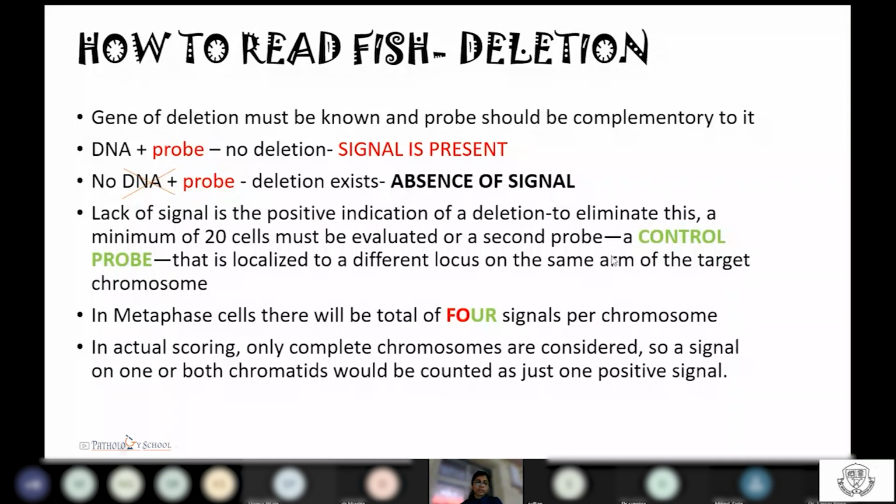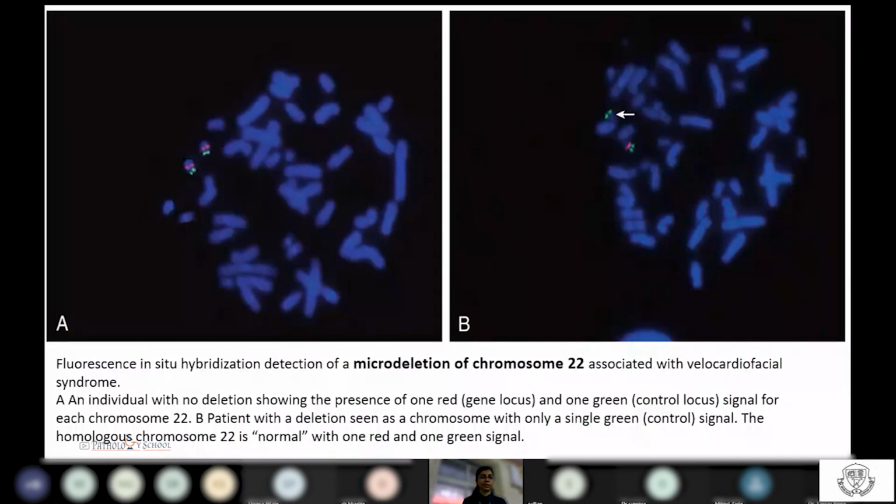Now in your metaphase cells, in one chromosome, you will have 4 signals, which is 2 red and 2 green. But when actual scoring is done, only one signal is taken from the chromatids. I'll explain this. See, now this is your normal chromosome in which there is no deletion. So this is your pair of chromosomes. This is only one chromosome. Now per chromosome, I said there were 4 signals. There are 2 red, 2 green. But when you score it, you will only say it's 1 red, 1 green.